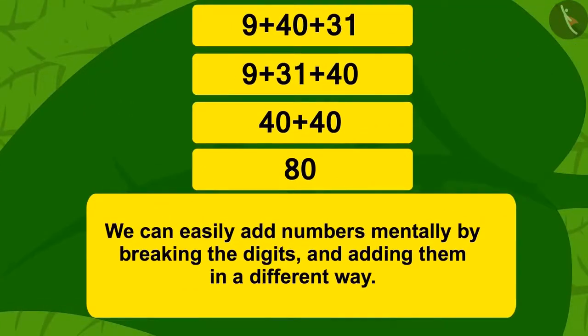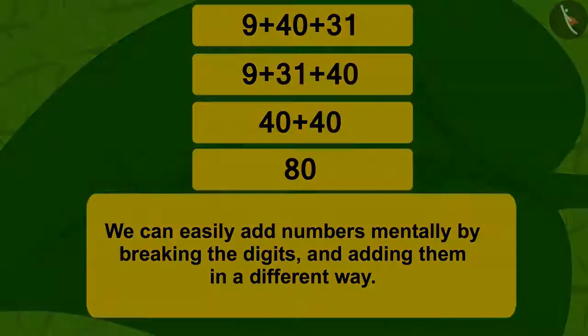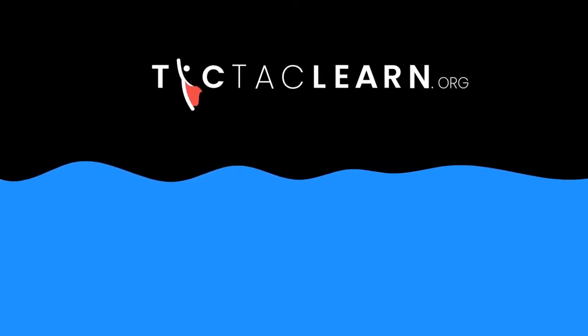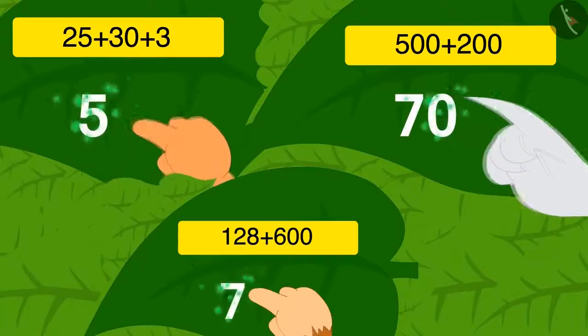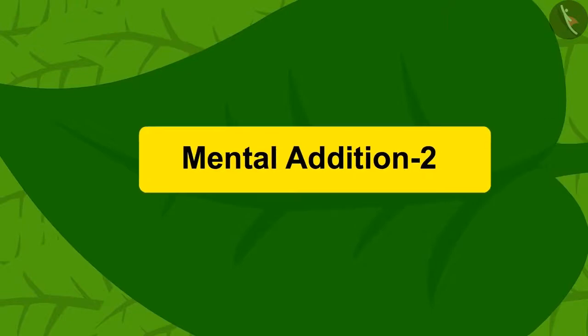We saw how we can easily add numbers mentally by breaking the digits and adding them in a different way. In the next lesson, we will see some more interesting examples of this. Kids, you are having fun doing mental math, right? Let us look at some more interesting examples of addition and subtraction in this lesson.